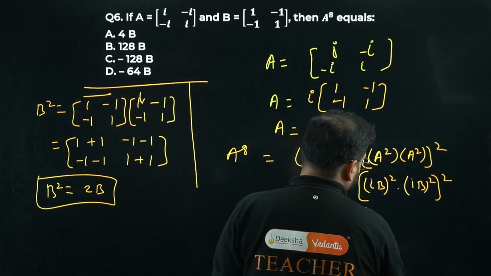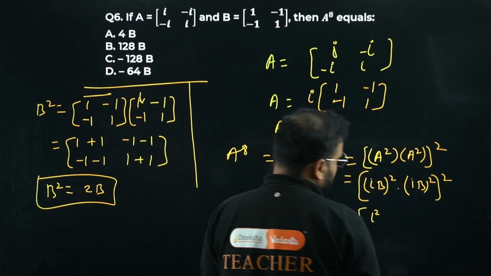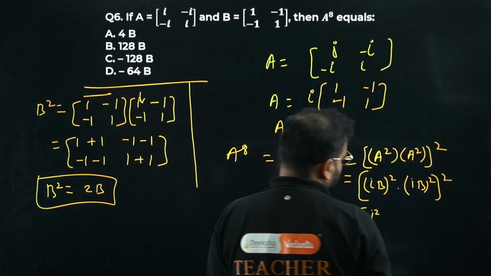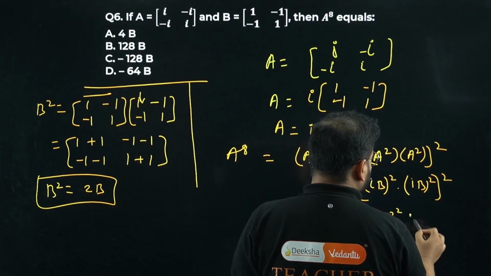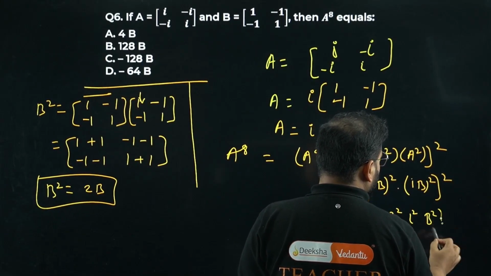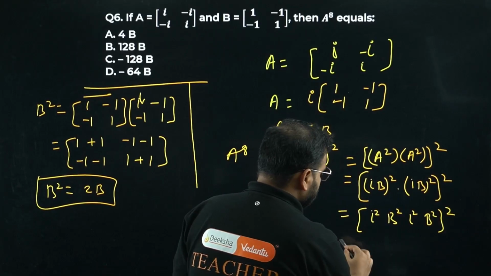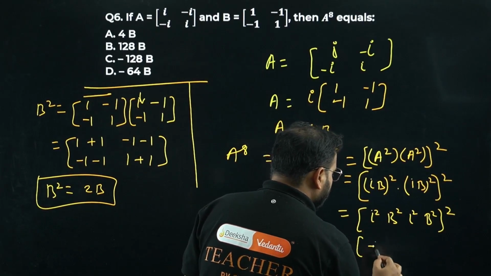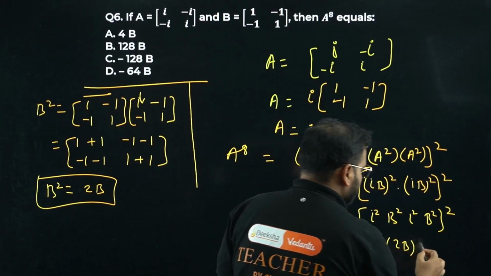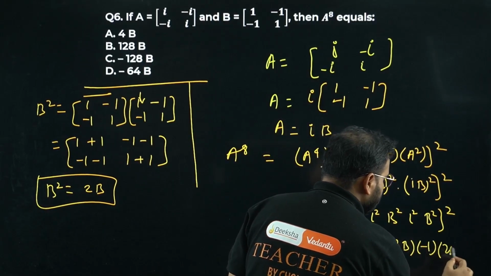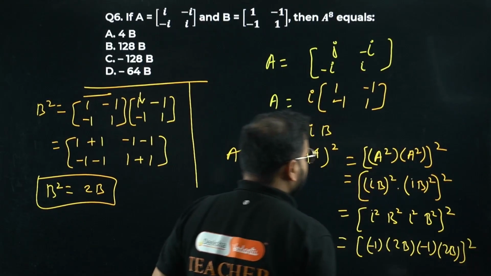This will become i square, and then I have here b square, and again i square and b square. I have the whole square of course. i square is what? Minus 1. What is b square? 2b. This again is minus 1. This is again 2b, the whole square.